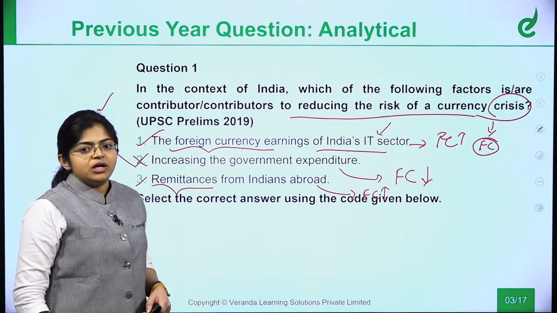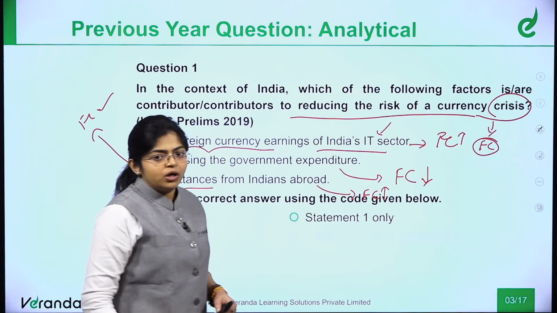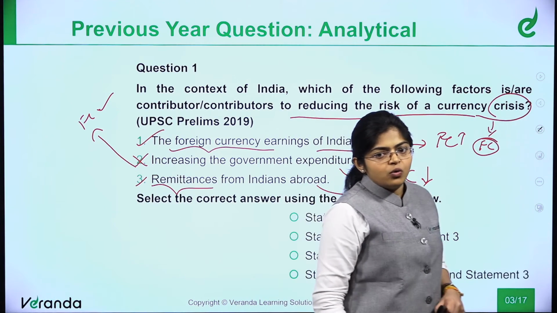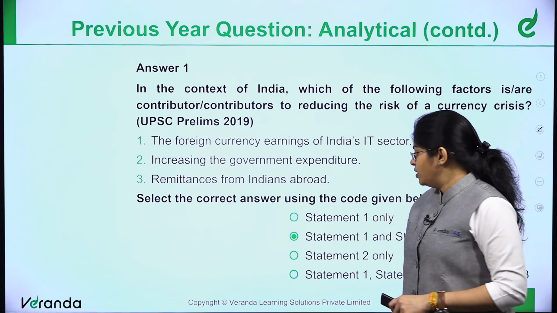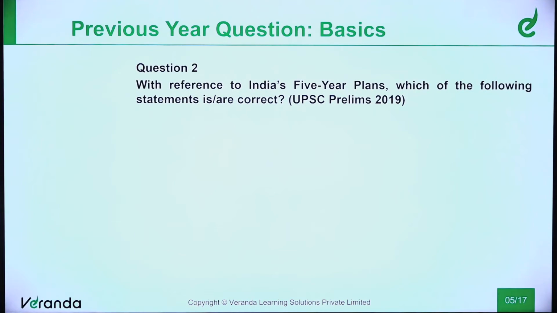So again I am trying to say here, have concept clarity on whatever topics you are studying in economy. Okay, for this question the answer is statements 1 and 3. So now let's get into the next question.